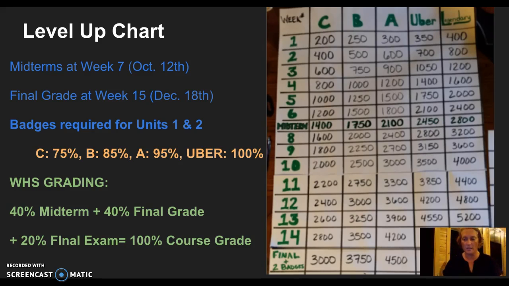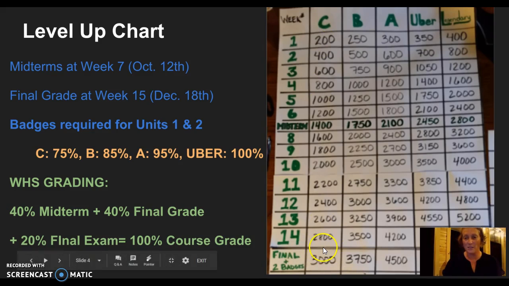So here's a model of the level up chart and what that looks like. As you can see, if you look at week 1, earning a C in the class is about 200 points a week. A B is 250, an A is 300, and then we have stretch goals. The first stretch goal is called an Uber winner, and the final stretch goal is called legendary winner.